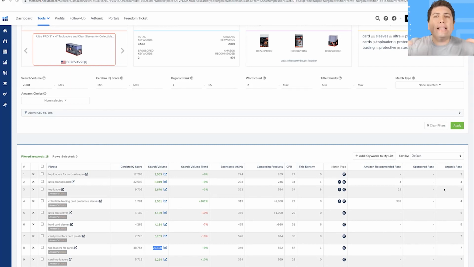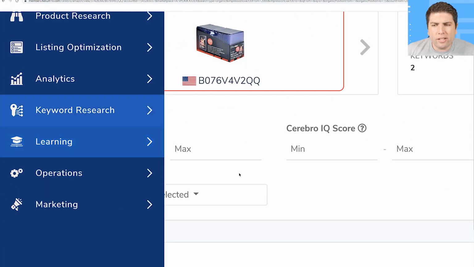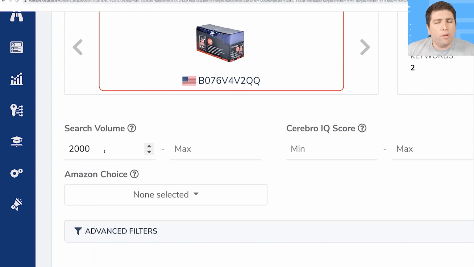So for any listing on Amazon, if you want to see the top 10, 15, 20 keywords that are bringing them sales, use this formula that I just did. Now the numbers might turn out differently. There are some niches where maybe I would have had to go here to search volume and put 500.